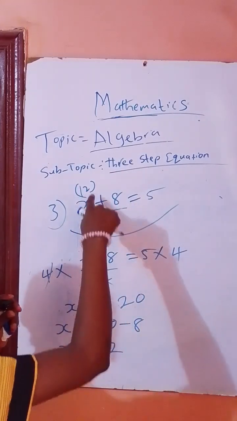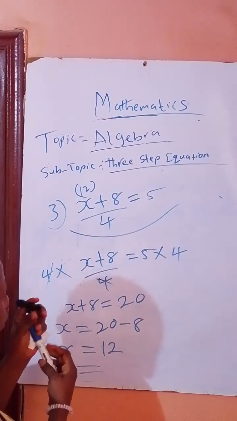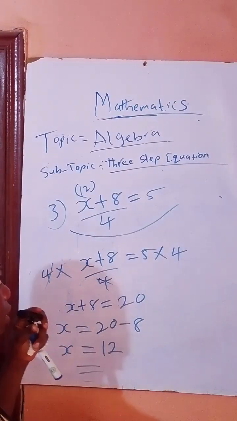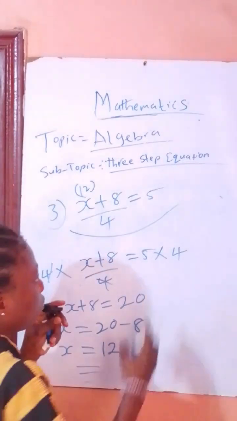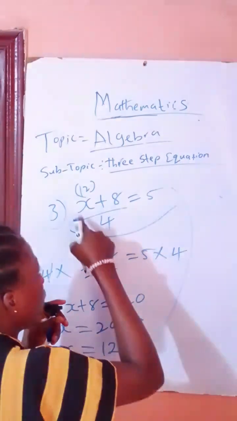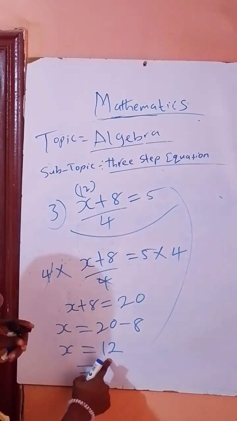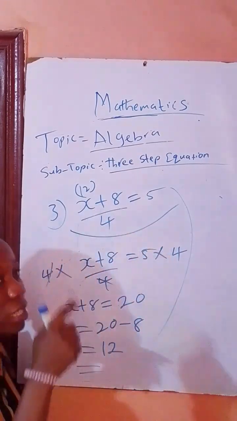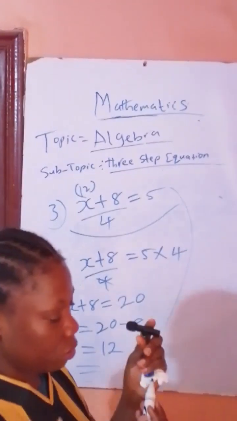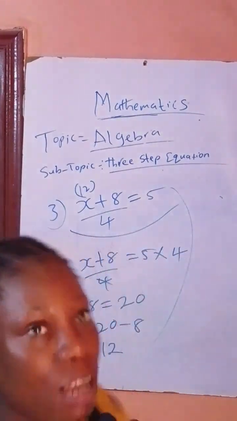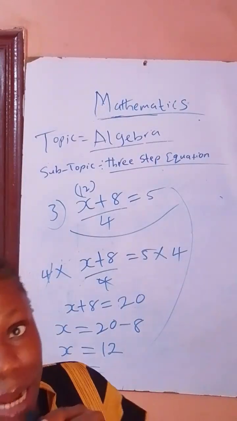Then 12 plus this 8 is going to give us 20. Let me solve it. We have gotten our S is 12. This 12 now plus this 8 is 20. 20 divided by 4 gives us 5, which is our final answer. I hope you understand what we have been solving. Let's move to our last example for today's class.